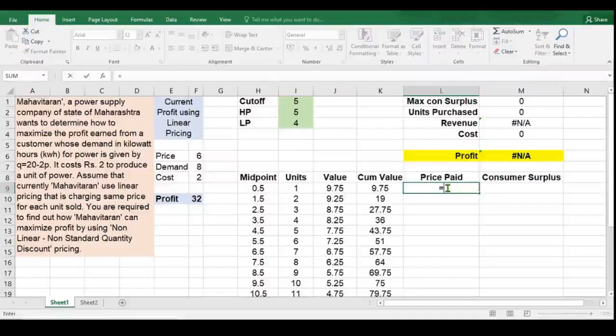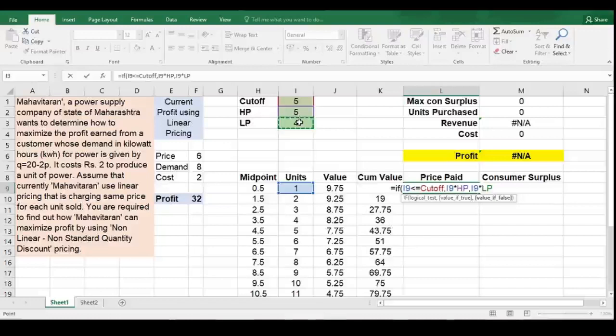Therefore, if units are less than or equal to the cutoff value, all the units will be charged with the high price. And if this is not true, that means if the units are greater than the cutoff value, then all the units are charged with the low price. That's it. This is the only change which we are required to do as compared to standard quantity discount pricing. The rest of the things will remain the same.